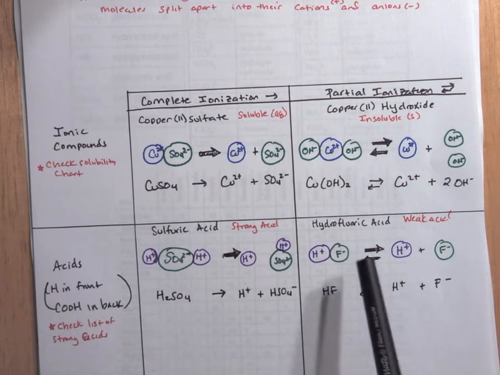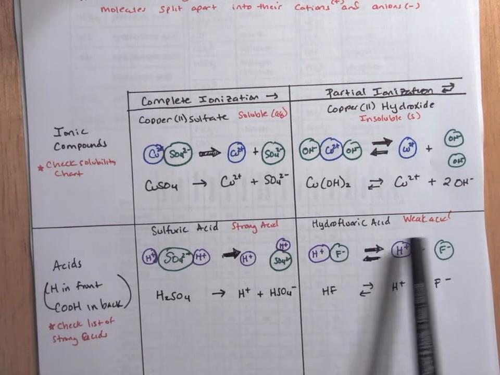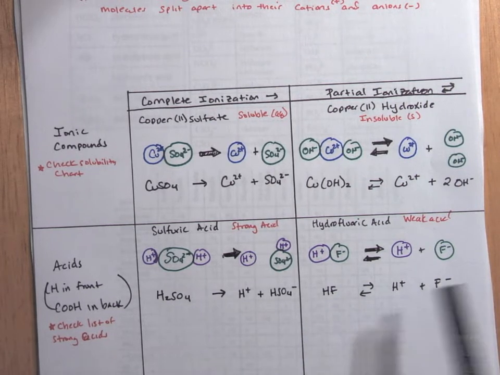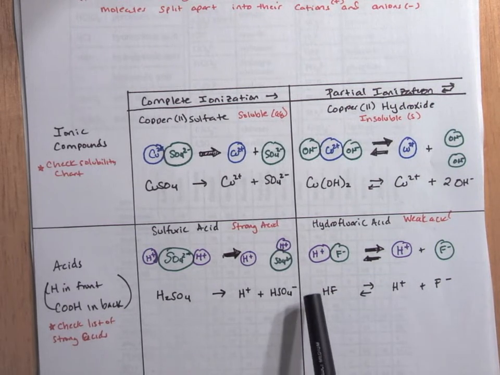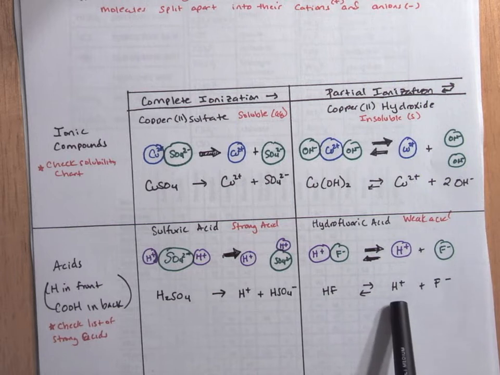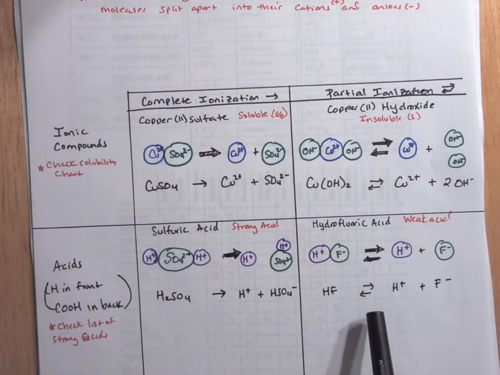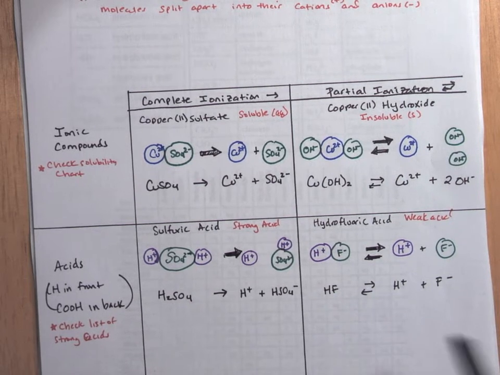Okay, lastly, for something like a weak acid, hydrofluoric acid, when it splits apart, you're going to remove 1 proton at a time. In this case, since hydrofluoric acid is monoprotic, we are simply going to have just the H plus and the F minus. And of course, since it's partial ionization, as a weak acid, we would use the double arrows.